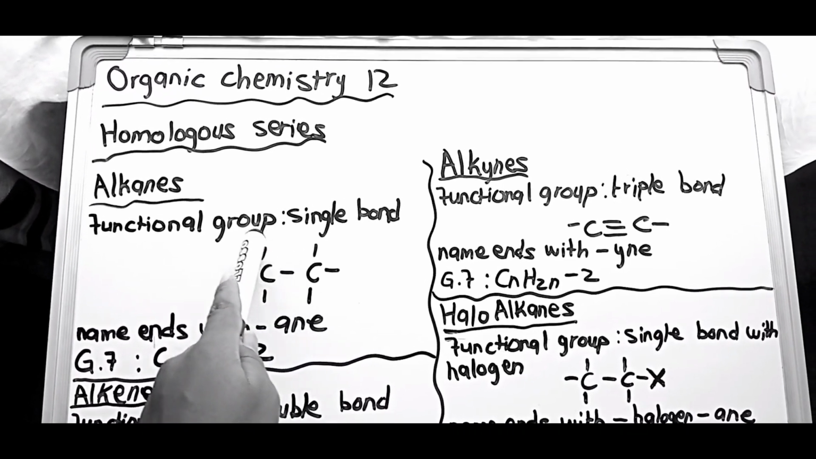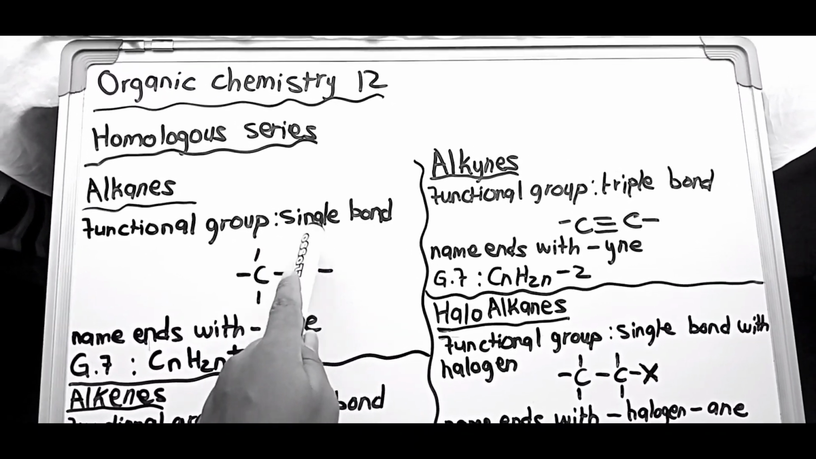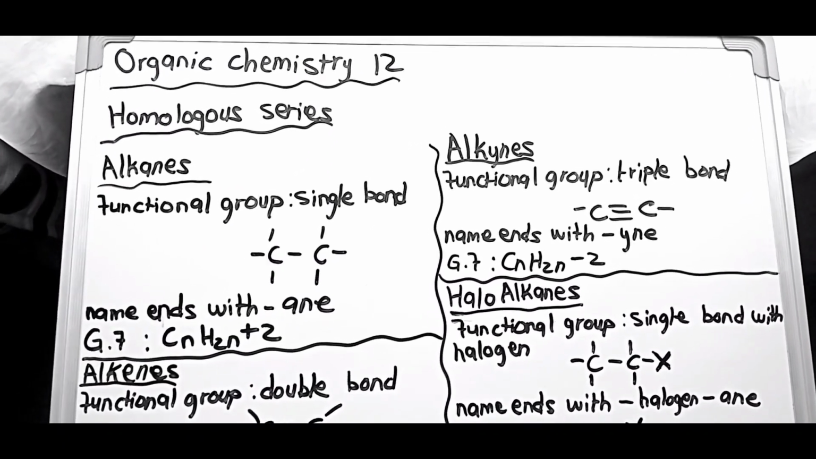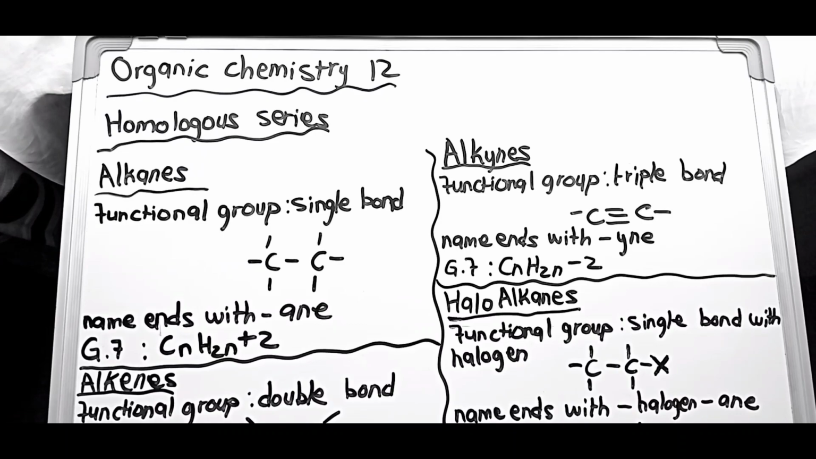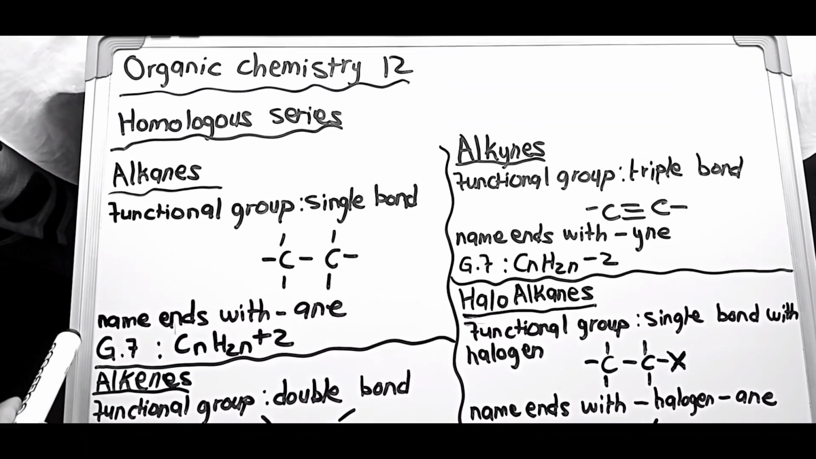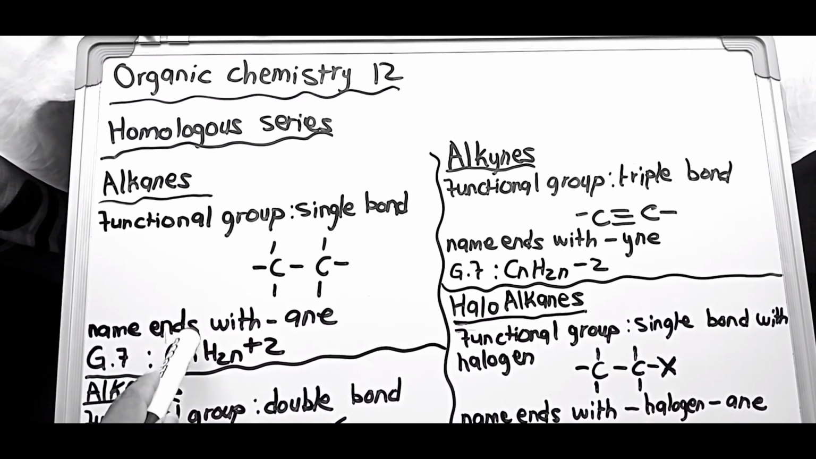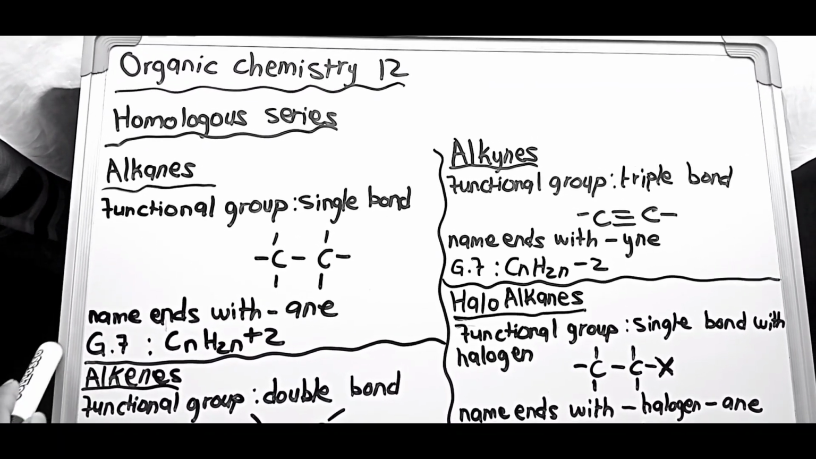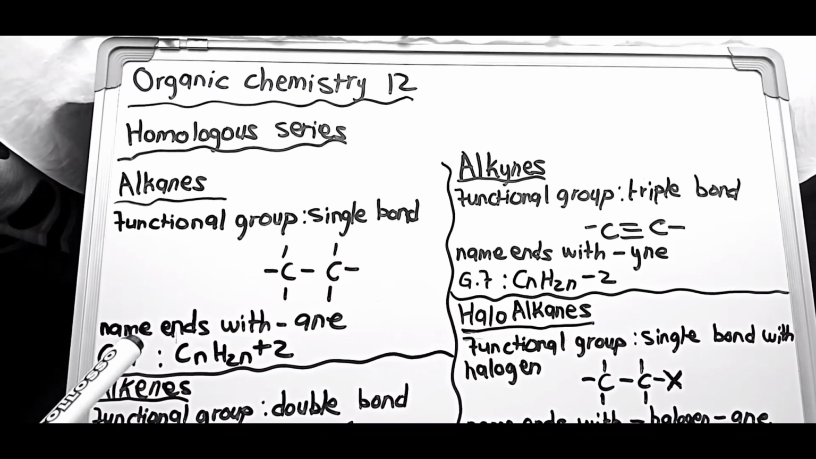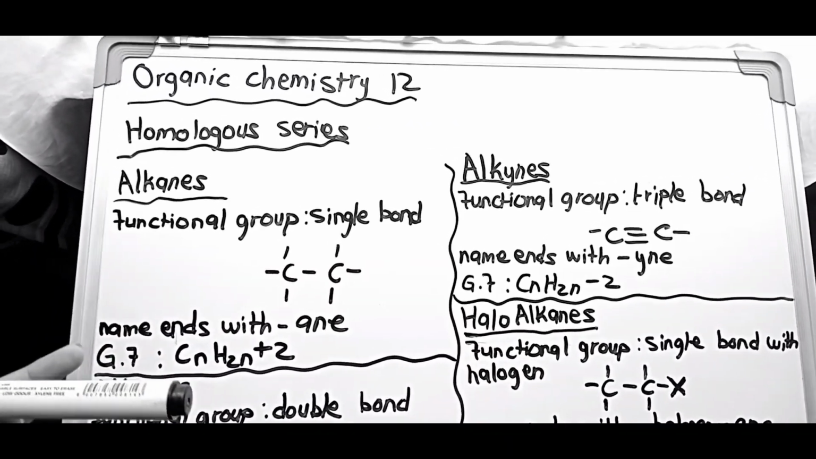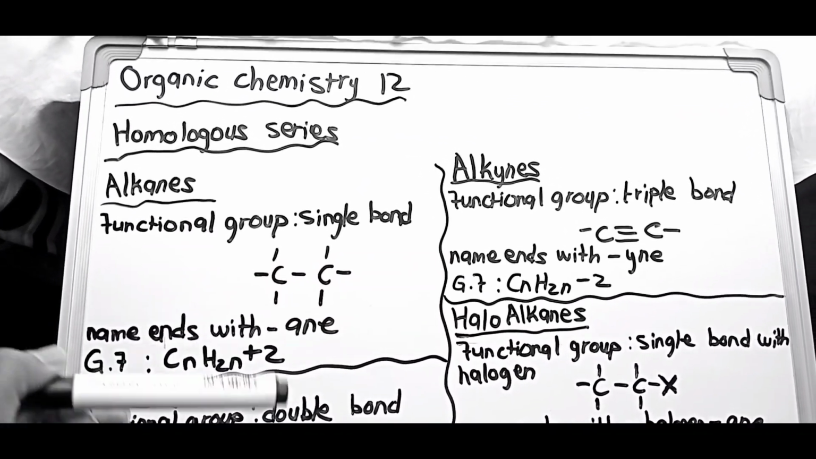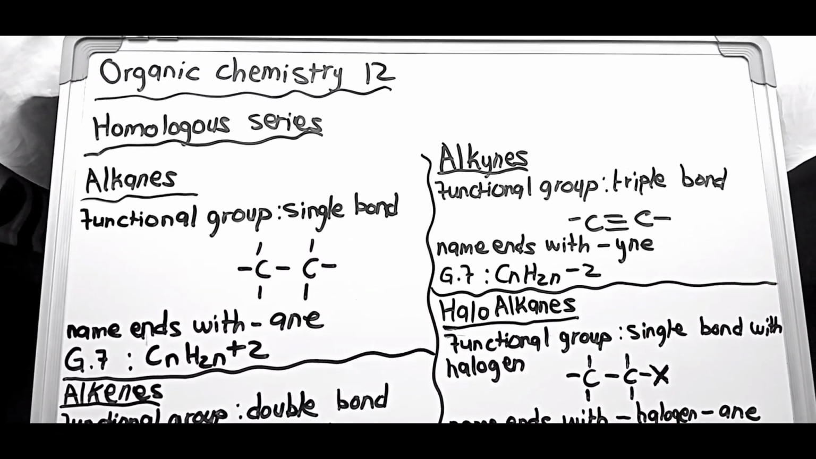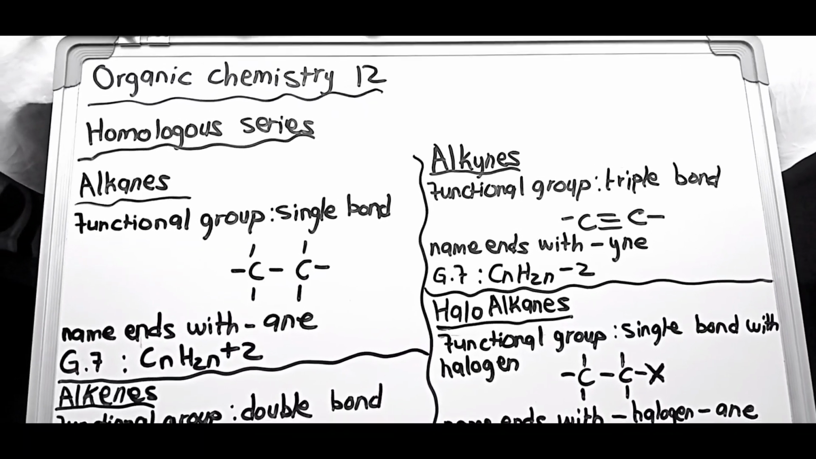The lines represent single bond because it's only one line, right? The name ends with "ane": butane, pentane, hexane, and so forth. The general formula is CnH2n+2. So note that the GF stands for the general formula. You use the general formula to find how many hydrogens you have, or how many carbons you have in a molecule.